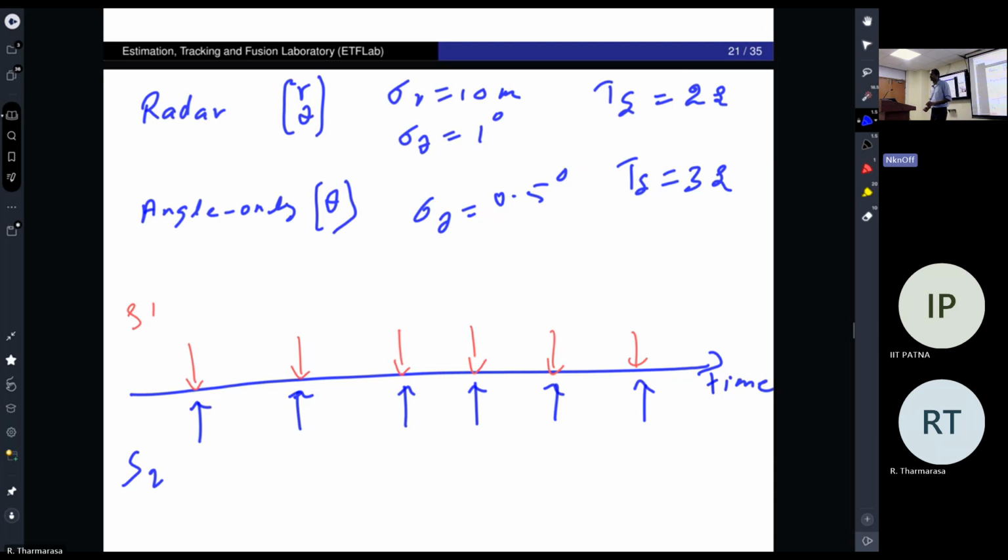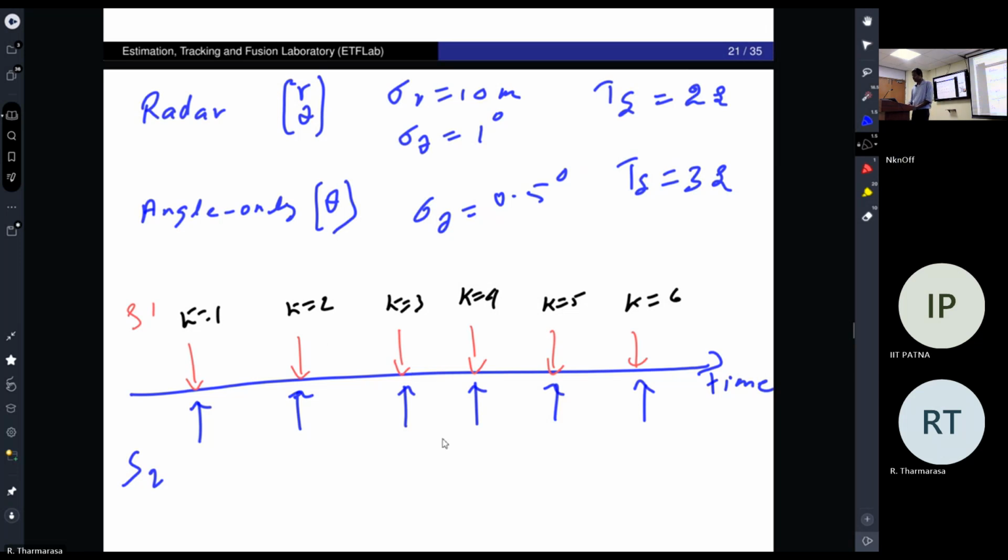So let's say this is the case. Then what are the k values? This is k equal to 1. This is k equal to 2. K equal to 3, k equal to 4, k equal to 5, k equal to 6. Are you okay with this? Right? This is the normal Kalman filter with the time step.